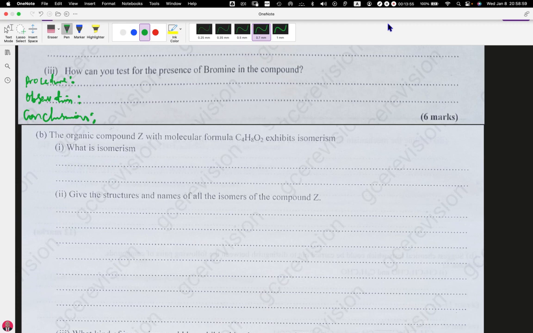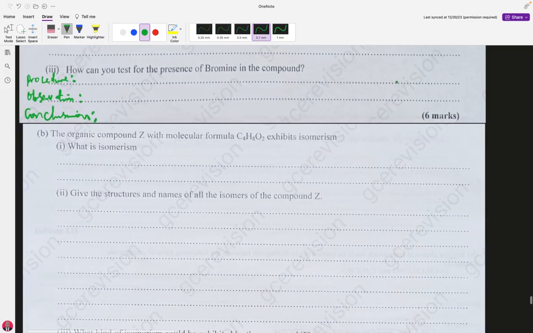Once more, procedure. To a solution of bromobutane in a test tube, add a few drops of nitric acid to remove impurities. Observation. If bromide ions are present, a cream precipitate of silver bromide is formed. Conclusion. The formation of a cream precipitate of silver bromide indicates the presence of bromine in the compound. Full stop. So when you do it like this, the examiner knows you know what you are doing.